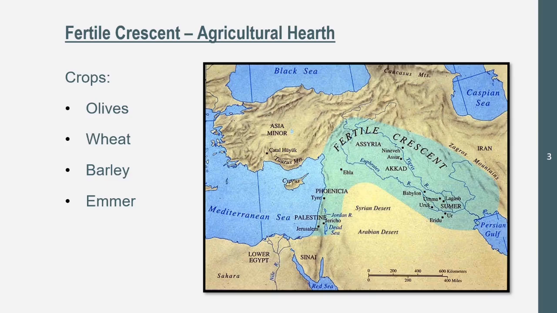So we're going to go through some agricultural hearths, four main ones I got from the course and exam description. The first one is the Fertile Crescent. As we can see here, this is really where Mesopotamia was. If you took your ancient world history class, you should know where this is. Kind of near the Middle East.